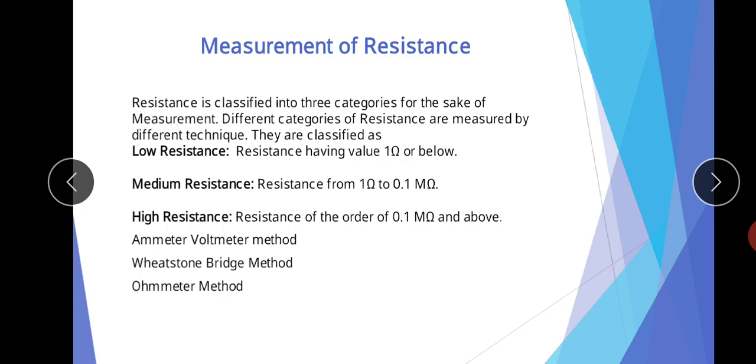So different techniques are used for resistance measurement, that is the ammeter-voltmeter method, Wheatstone bridge method, and ohm meter method. Here we are studying the ammeter-voltmeter method, which means we connect an ammeter and voltmeter, which give us the readings of current and voltage, from which we can find the resistance R.